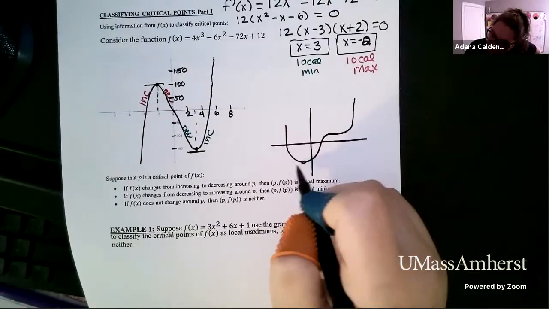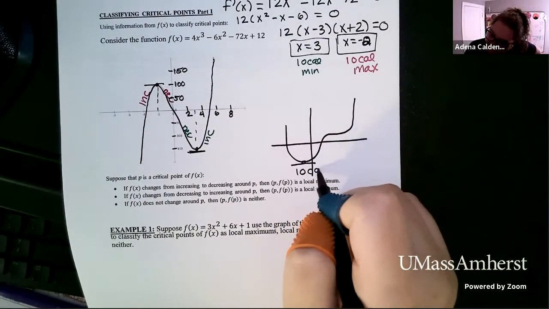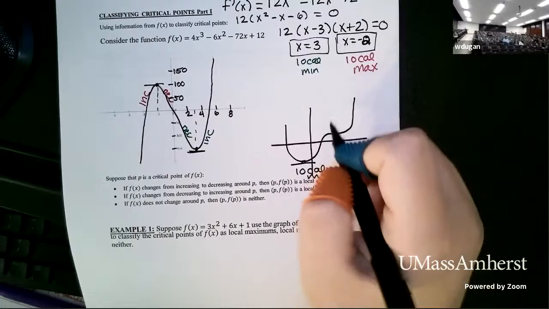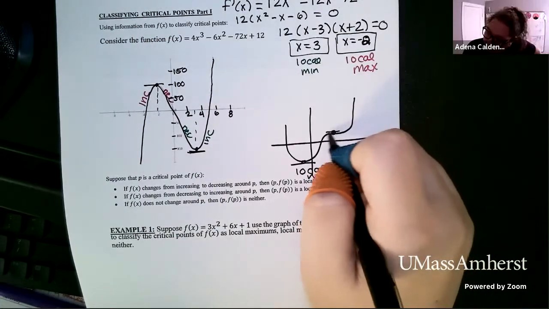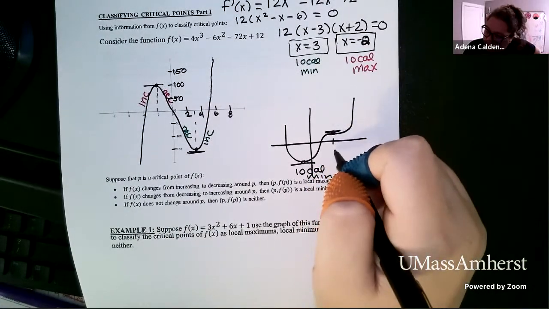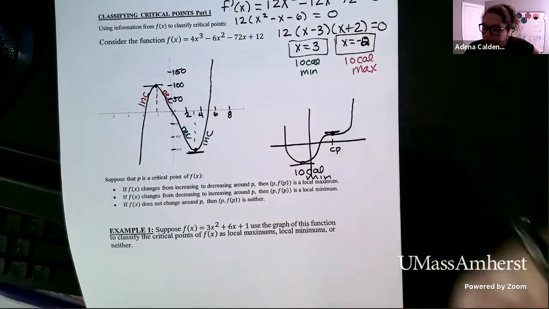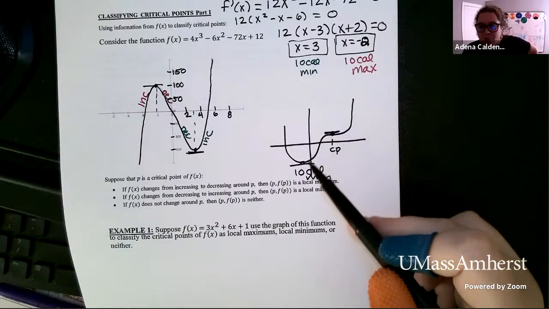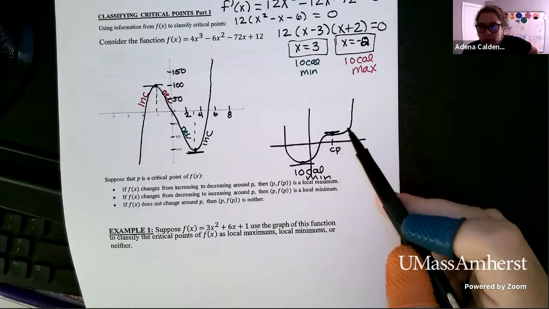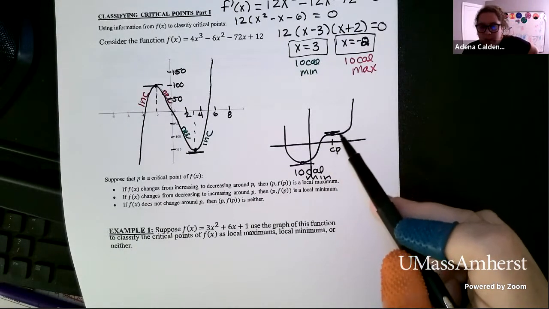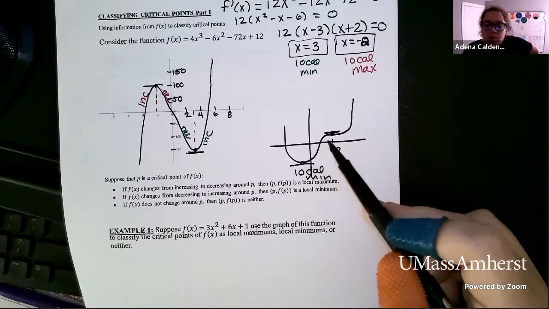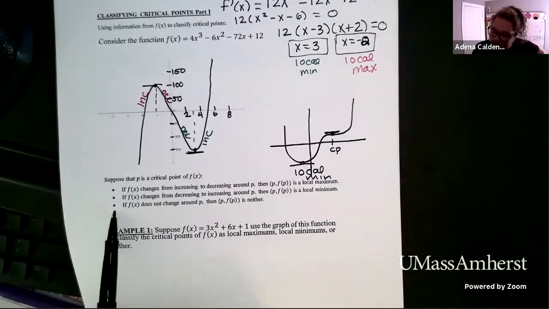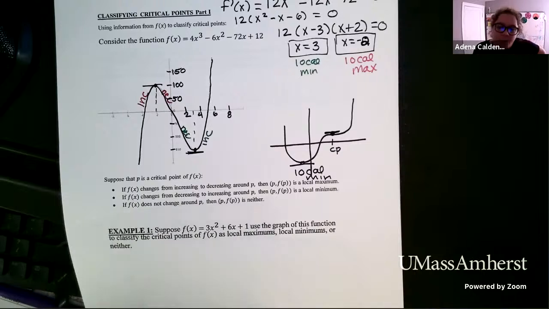So you would have a local minimum over here, but you would also have a horizontal tangent line right here, okay? So you're going to have a critical point here, but this is not a local max or a local min. It kind of just flattens out for a minute, right? So you can see it's not really either. In that case, this is a situation where you would have a critical point, but it's not a max or a min. So that's what a neither case looks like, okay?